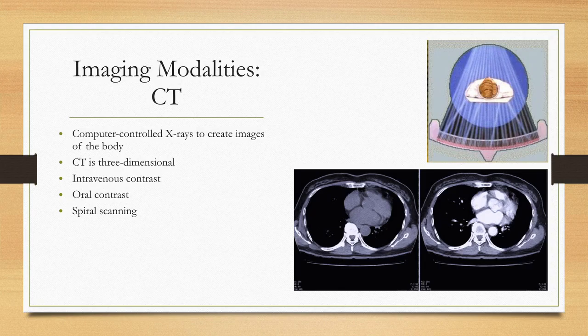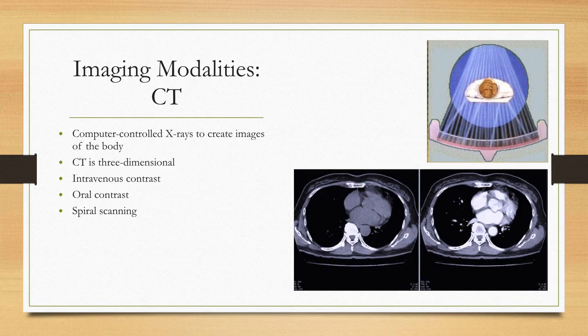It used to be, now we do spiral scanning. It used to be that you would take an image at one place, and then the patient would move, and then you would take images of that. Now it actually goes around in a circle, so it's continuous. So we get higher resolution. The images are beautiful now.